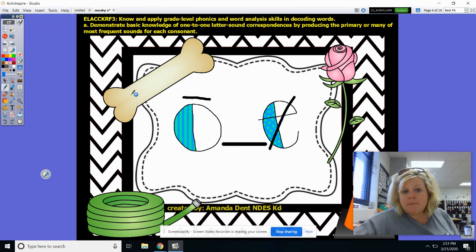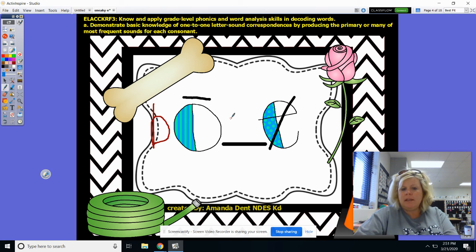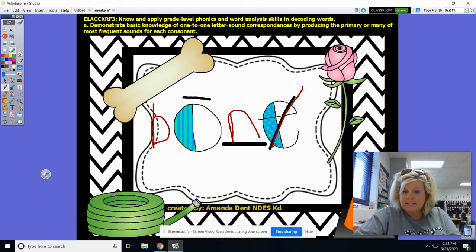What is this a picture of? This is a bone. So if we were going to write this word, we'd have to put a B in the front. What'd be the middle letter here? So here are your two vowels, an O and an E. Do you have a consonant in the middle? Yes, you do. So that means you cross out this E and make it silent, and you have to put a macron over the O. Bone.